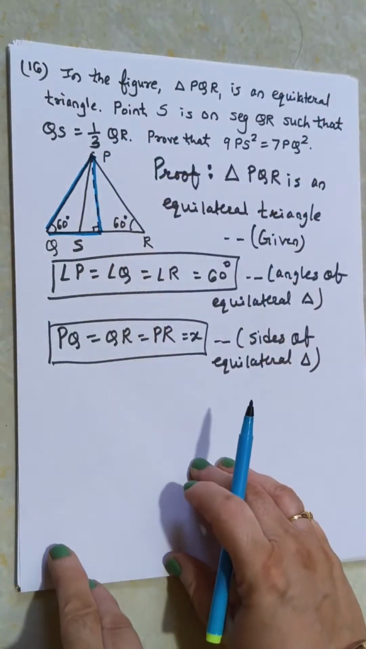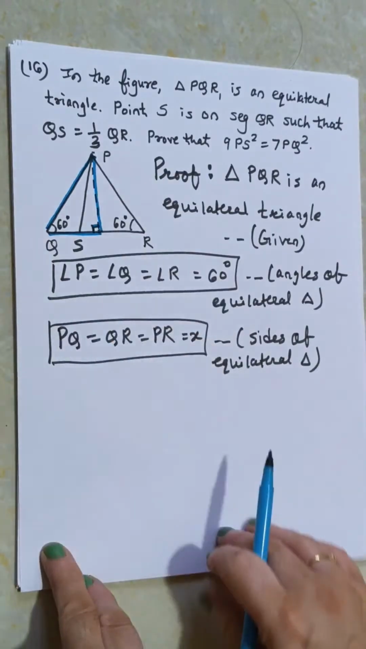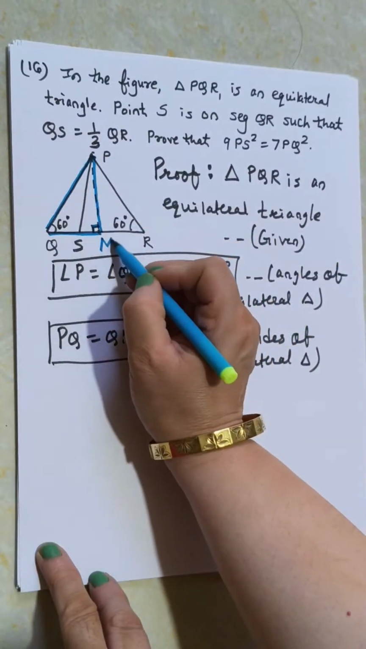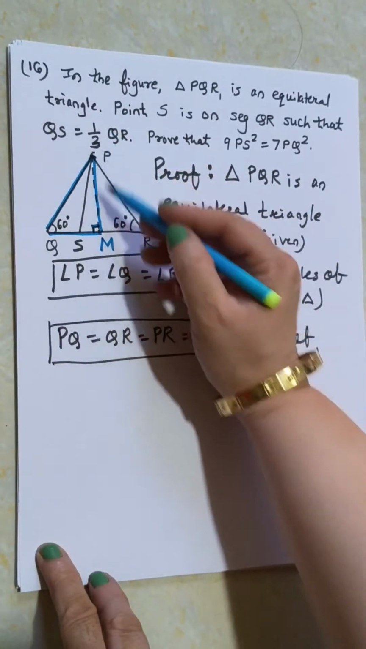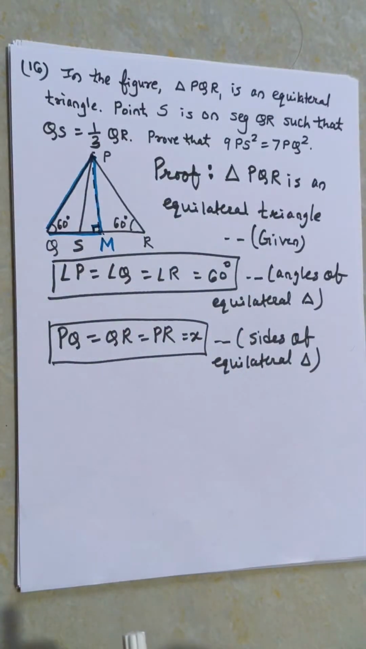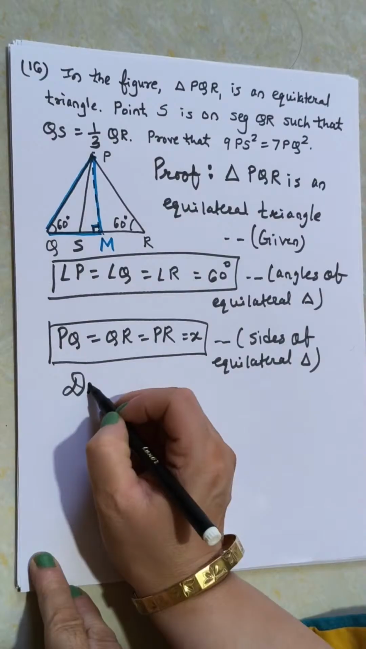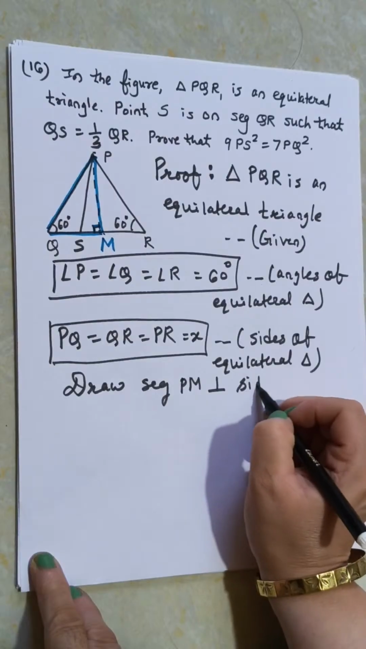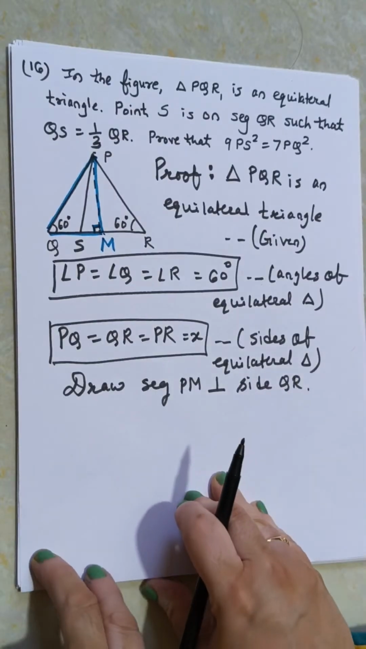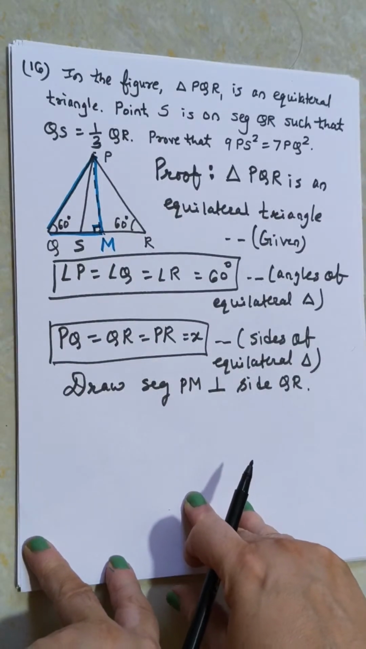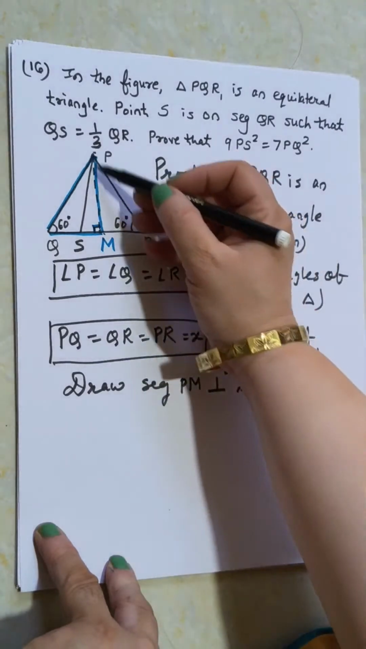So here I am going to start with this right angle triangle. So which right angle triangle are we going to take? That is, let us call it M. And here I have done a construction that PM is perpendicular to QR. And then we are going to take right angle triangle PMQ. So let us write the construction first. Draw segment PM which is perpendicular to side QR. Okay everyone. Now see, yes, you can take PMR also, but here I am taking PMQ.